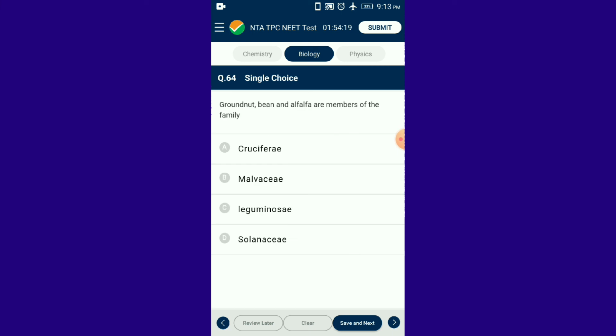Question number 64. Groundnut, bean and alfalfa are members of the family Leguminosae. The legume or pea family, also called Fabaceae, is the third largest family of flowering plants, with about 670 genera and nearly 20,000 species of trees, shrubs, vines and herbs.